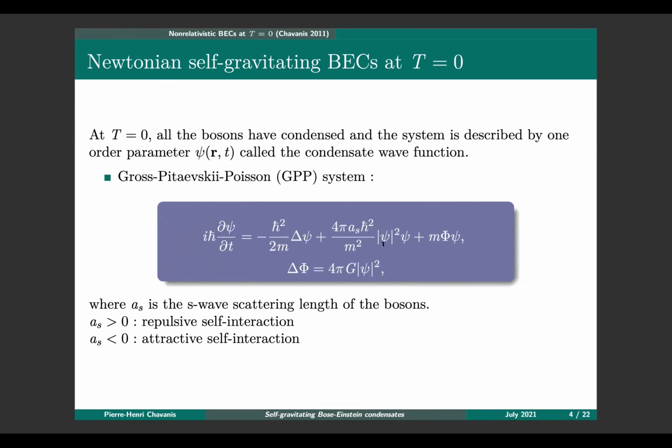The Gross-Pitaevskii equation is a form of nonlinear Schrödinger equation, which involves a cubic nonlinearity, which takes into account the self-interaction of the bosons. And a_s is the scattering length of the boson, which can be positive or negative. When a_s is positive, we have a repulsive self-interaction, and when a_s is negative, we have an attractive self-interaction.